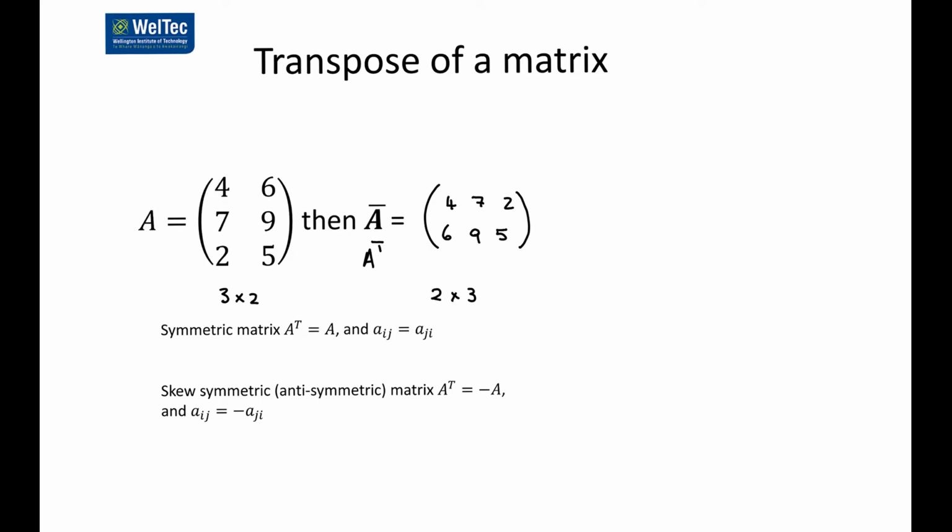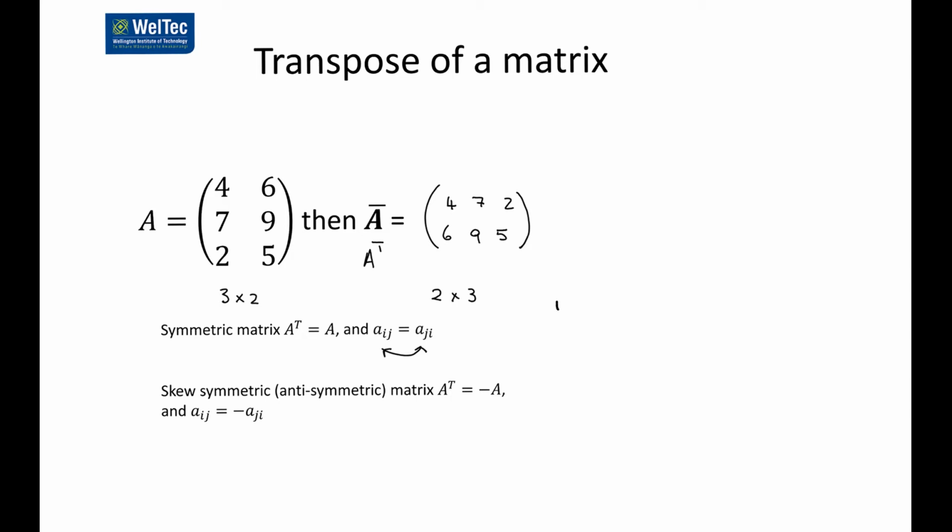We talk about a symmetric matrix where the transpose is equal to the original, and so you get this relationship here where the element ij is equal to the element ji. We also have what we call a skew symmetric matrix where the transpose is equal to the negative of matrix A. That means the element aij is equal to the opposite of the element ji. Let's have a look at some examples of that.